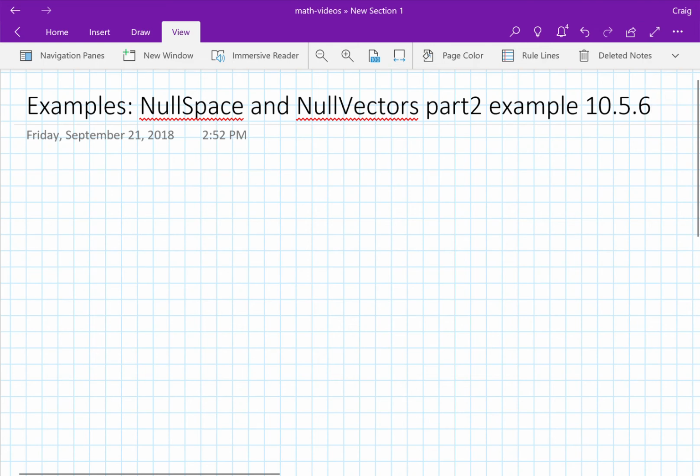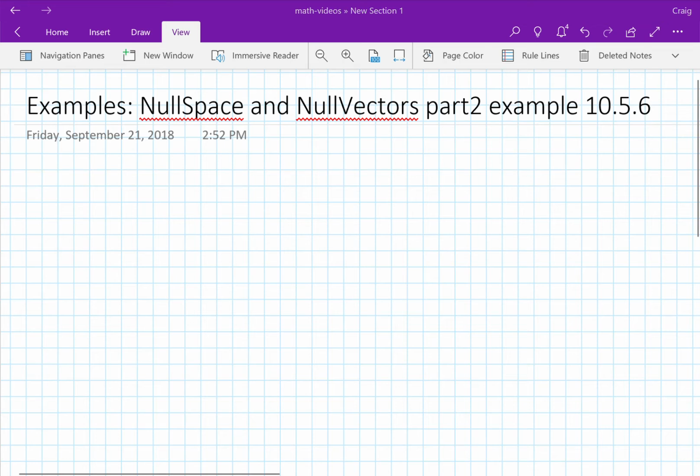This video is the second half of the examples on null space and null vectors. It involves example 10.5.6 of the book, revisited in the language of the null space and null vectors. So we will not be thinking about the inhomogeneous part of the matrix in this round.